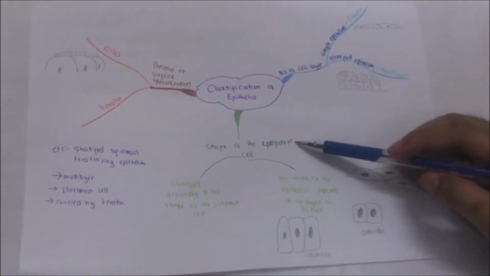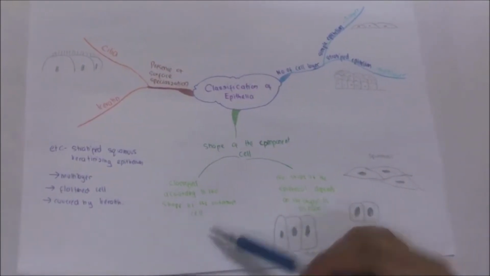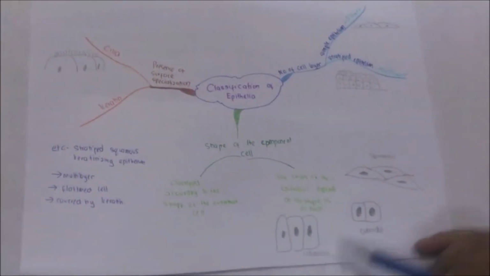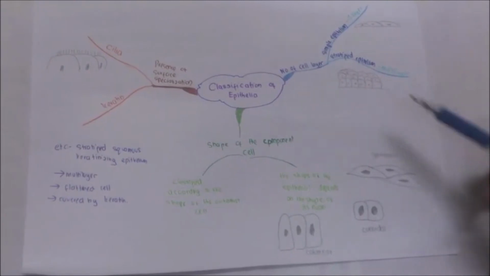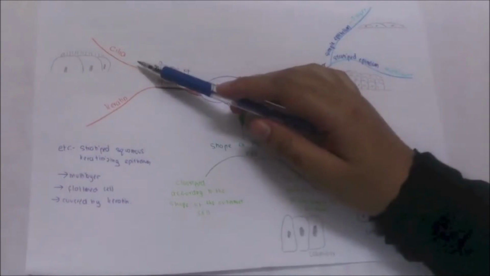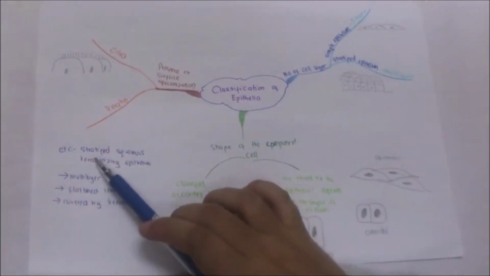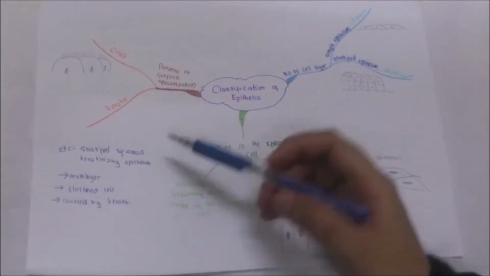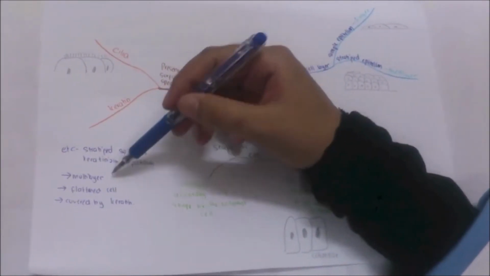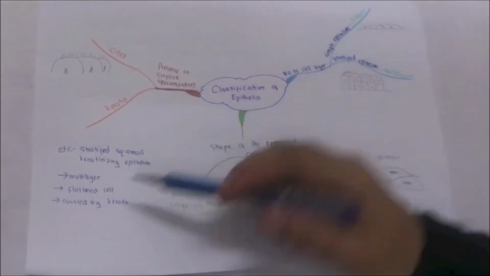For the shape of the component cells, it is classified according to the shape of the outermost cell, and the shape of the epithelium depends on the shape of the nuclei, as we can see here for the columnar, cuboidal, and squamous cells. The presence of surface specialization includes, for example, cilia and keratin. We can see this example of stratified squamous keratinizing epithelium. Stratified means it has multiple layers of cells. Squamous means flattened cells, and keratinizing epithelium means the cell is covered with keratin.